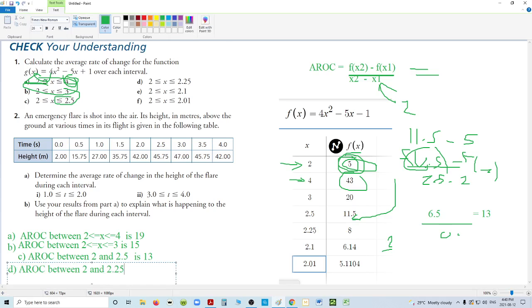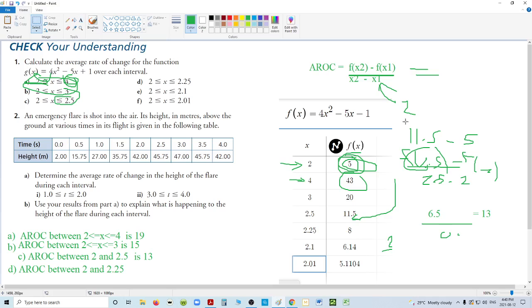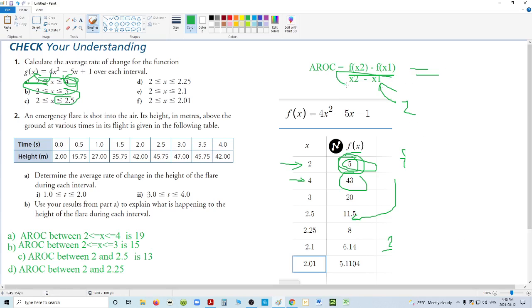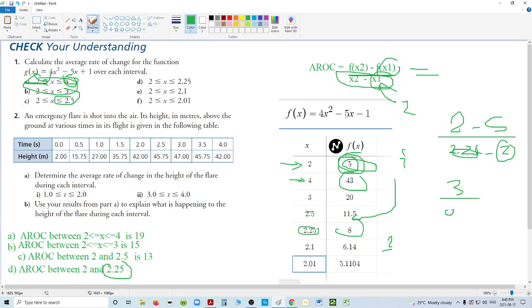Next, we're going to find the average rate of change, D, between 2 and 2.25. And we're going to do these calculations over and over again. Some things are going to remain consistent. So x1 and f of x1 are always going to be 2 and 5. Now, what is f of 2.25? Well, it is right there, 8. 8 minus 5 is 3. 2.25 minus 2 is 0.25.